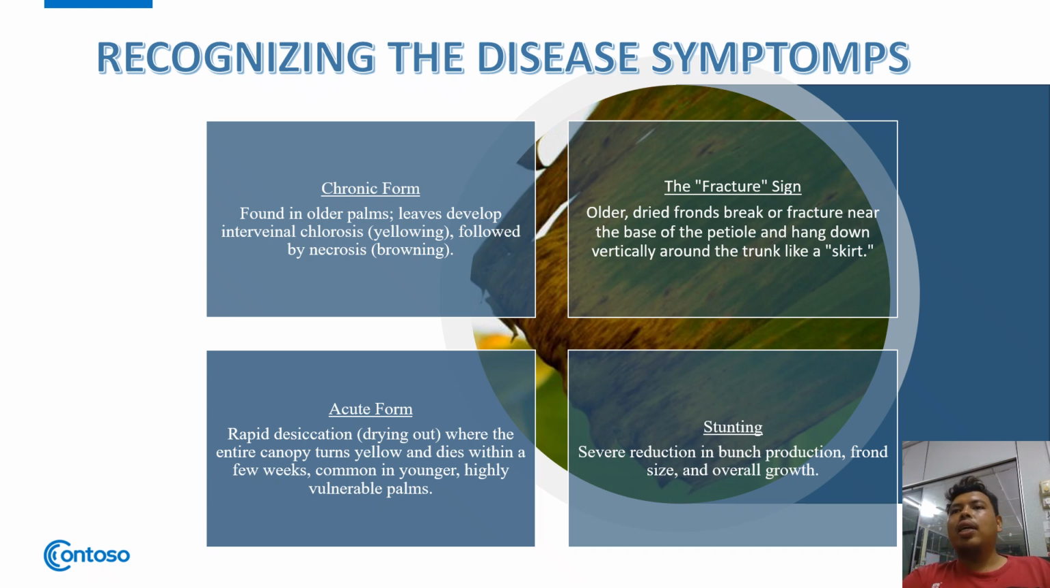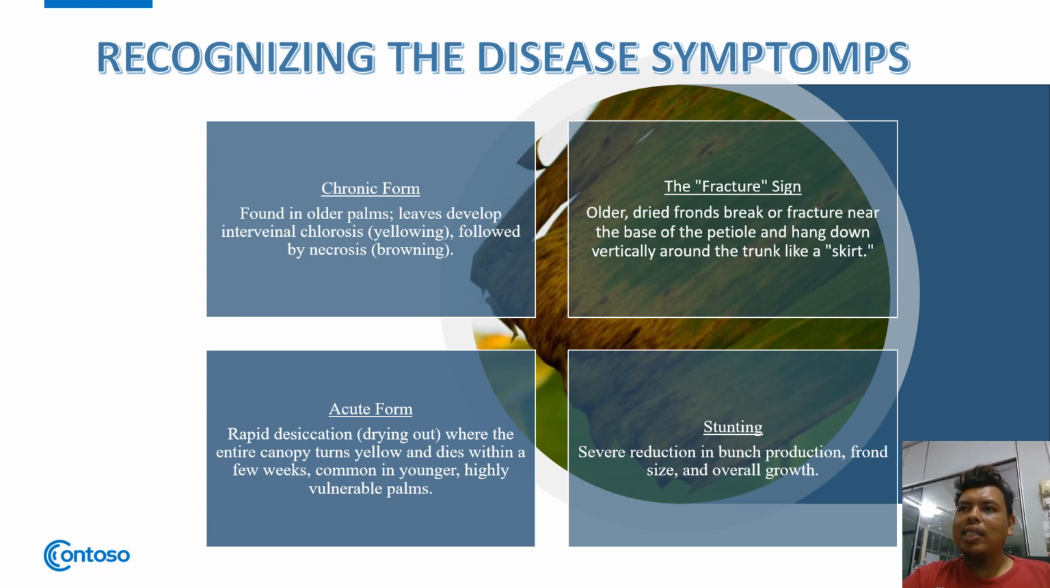Turning to slide 3. How do we recognize this out in the field? Early signs appear on the lower leaves showing interveinal chlorosis, which quickly turns into drying necrosis. As you can see in the field image on the slide, a classic symptom is the fracturing of the dead fronds. The dry lower fronds break near the base of the petiole and hang straight down around the trunk, forming a characteristic skirt around the palm.